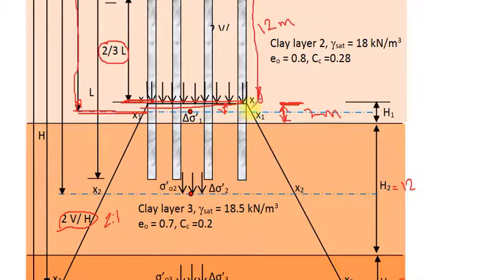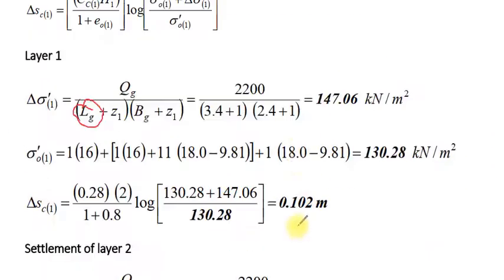Since the thickness of the layer is 2 meter and it is directly located under the equivalent raft, the distance from the equivalent raft to the middle of the layer will be 1 meter. Therefore, Z1 will be 1 meter. Here, 1 meter, and the width of the group plus Z1 is also 1 meter. Hence, delta sigma equals 147 kilonewton per meter cube.